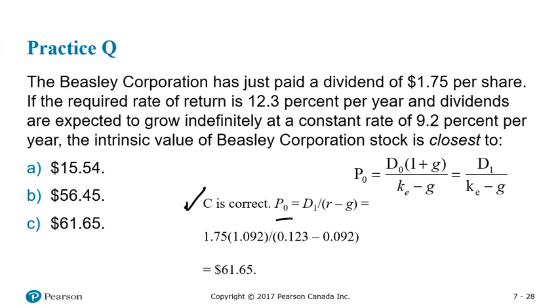So recall the formula P naught equals D1 over R minus G, different nomenclature, but KE minus G is talking about the same thing. It says the company just paid a dividend of $1.75, so that would be the dividend now, D naught, okay? We need D1. So D1 is D naught times 1 plus G, and we know that the growth rate is 9.2%, so D1 is going to be the $1.75 times 1.092.